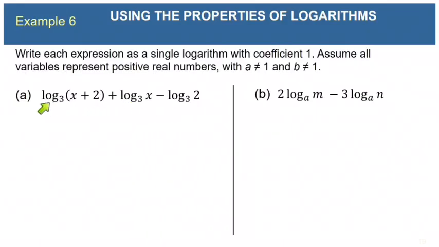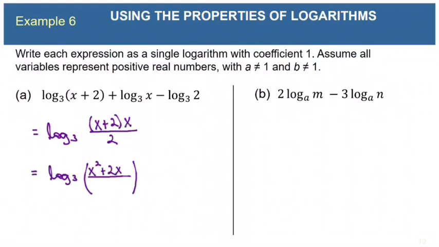And now let's combine this into one log base 3 term. We'll have x plus 2 times x in the top. Remember, we're using our product rule, so these are multiplied together. And we'll have 2 in the denominator. And really that's it, but we could distribute the x just to make it look nice. And that's all.